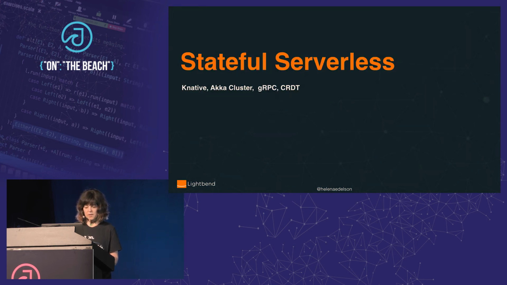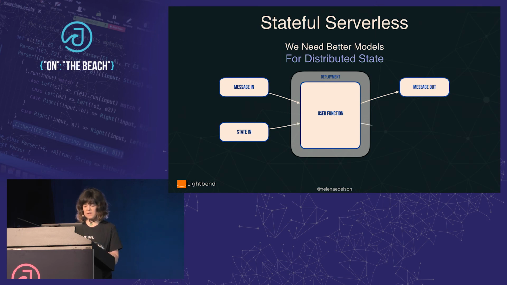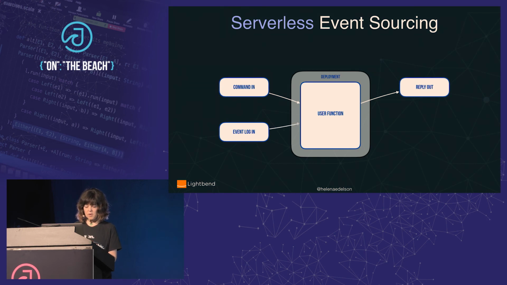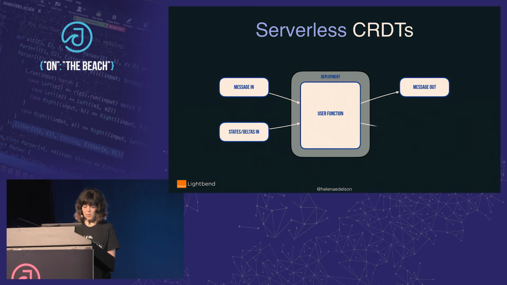And so we've been doing some R&D work, and we'd love anyone else to get involved. I'll show you the links real quick. I am almost done. So with Knative, Akka Cluster, and some of those components that I talked about very quickly, gRPC and CRDTs, we have the message in between the user function and the message out, and we also have state in and state out. The way that we're looking at it at the moment is using event sourcing, where we have our commands, our applies out, and the event log in and the event log out, and with CRDTs, where we're doing the state or the deltas in and the deltas out.